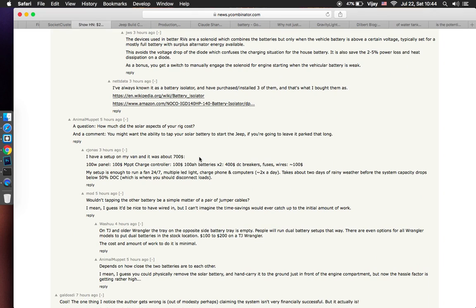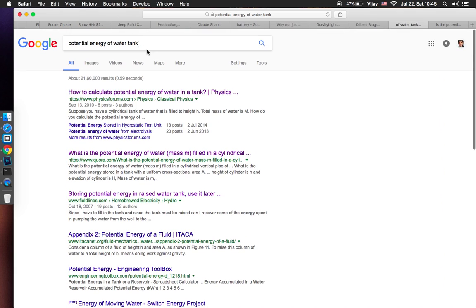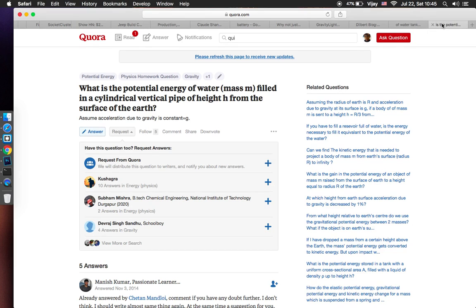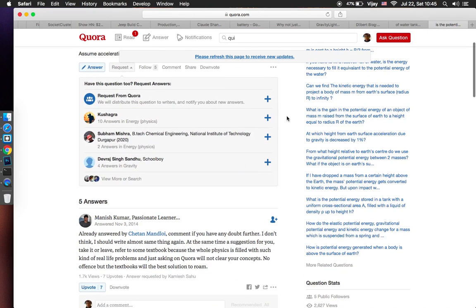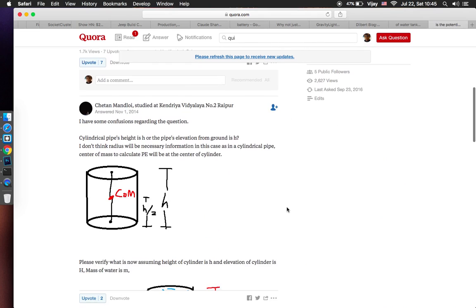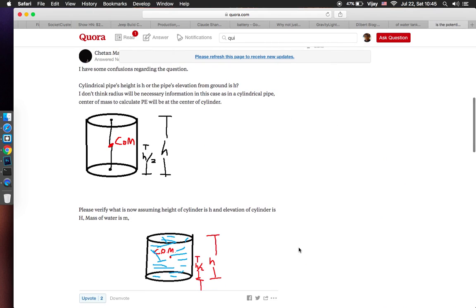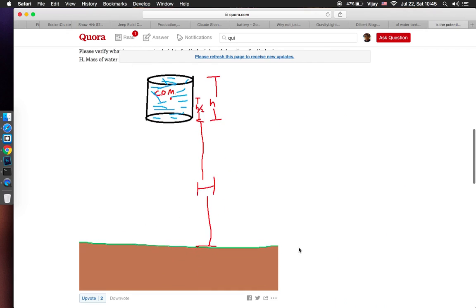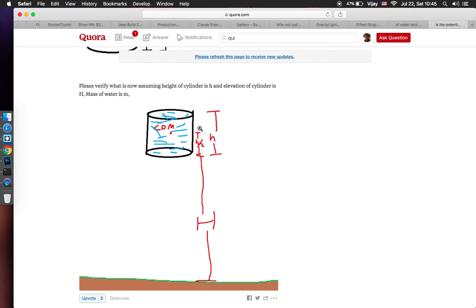So what is the alternative? The alternative is pumped water storage, so potential energy. And while I was looking at that, I went around trying to find what is the potential energy of water in a tank, how to calculate that. I ran through a few threads, and it turns out there's this post on Quora where they calculate how much potential energy can be stored in a tank at a height h, and the tank has a height small h.